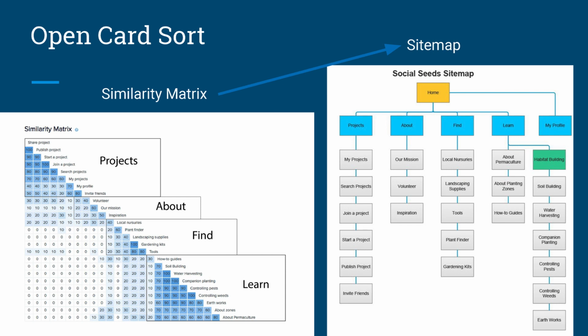So once we finished our open card sort, we looked at the similarity matrix and dendrogram, and you can see there on the left the similarity matrix and the 4 categories we settled on. And then we created a sitemap, which you can see on the right, which has all the categories and cards from our card sort, and we used this to build our lo-fi prototype.